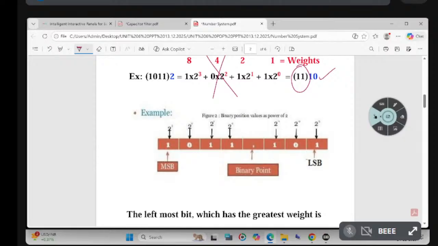1 into 2 to the power of 0, 1 into 2 to the power of 1, 0 into 2 square, 1 into 2 cube. Clear all of you? So that we have completed the binary system.